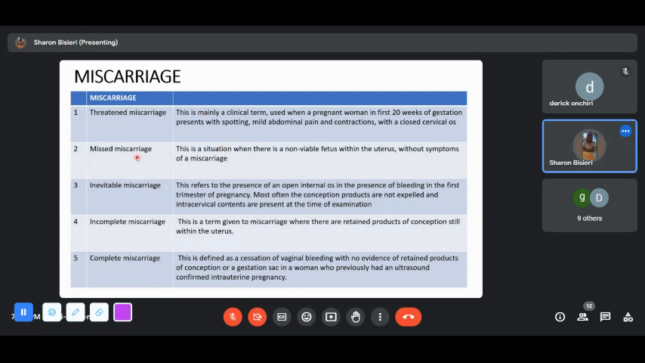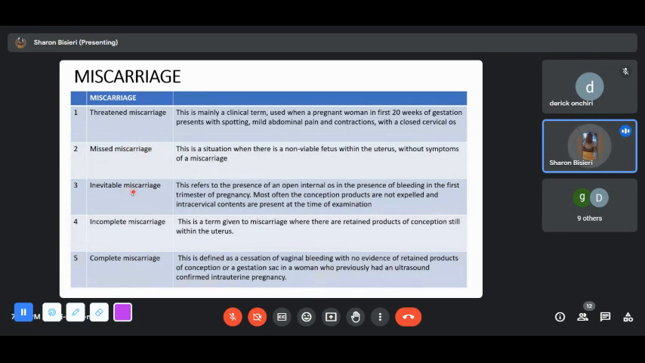And then a missed miscarriage is one where you have the embryo that, for lack of a better word, died, or rather it's no longer viable, and the mother is not presenting with any symptoms of a miscarriage. So there's no spotting or abdominal pain or contractions. And the cervical os would also be closed. So here the finding that you will get is your pregnancy is not viable.